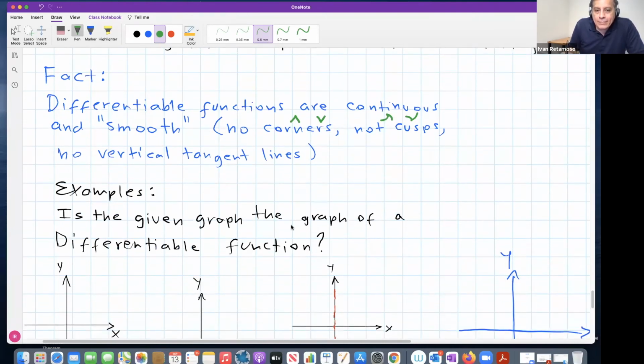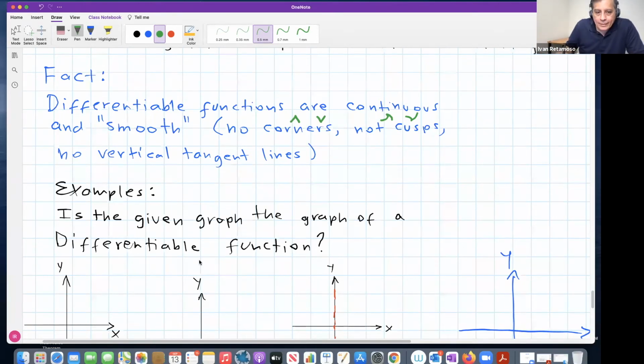Is the given graph the graph of a differentiable function? Remember, differentiable functions are smooth. When you think of a graph being smooth, try to think of the shape of a highway. No sudden turns, okay? It's smooth. So I'm going to give you some examples here.